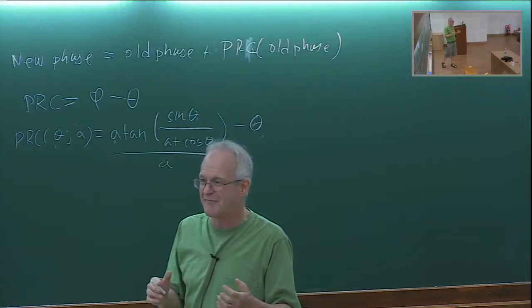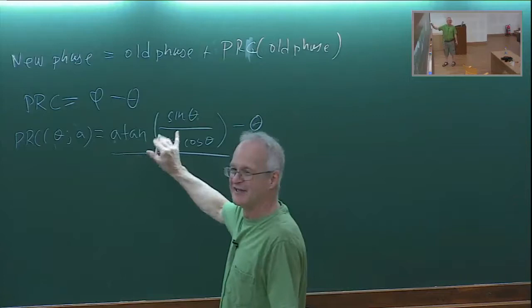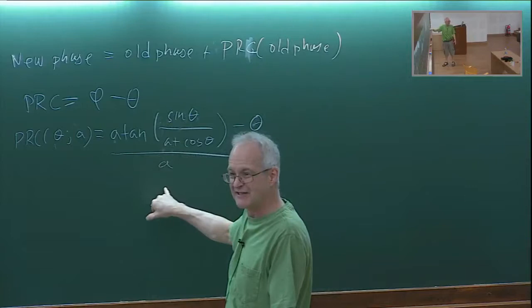All right, well, what is this? This is a function that's zero at A equals zero, and this is zero at A equals zero. So how do you evaluate that limit?